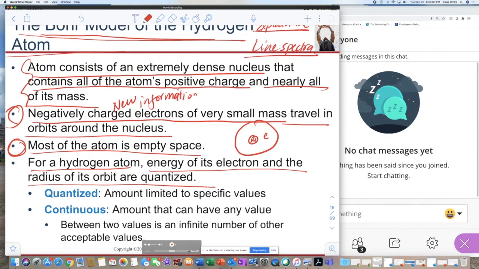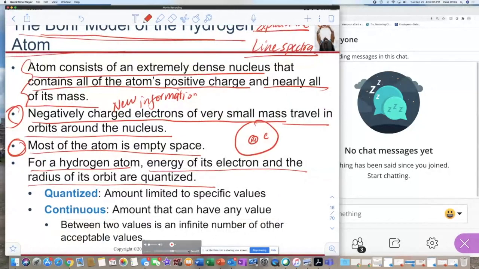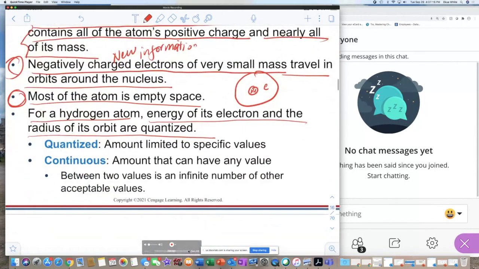So, yeah. And then he says, for the hydrogen atom, the energy of its electron and the radius of its orbit are quantized, okay? So let me do some interpretation here because, as a student, back in the days, I'm reading this and I'm like, what in the world? The energy of its electron and the radius of its orbit are quantized? What does that mean exactly? And I spent hours getting two or three different books trying to figure out what this means. And we need to learn what quantized means, right? Quantized means here that they have an amount limited to a specific value. So let me try to paraphrase this in context.